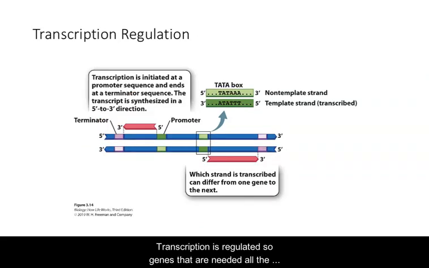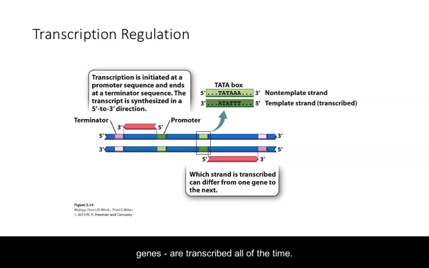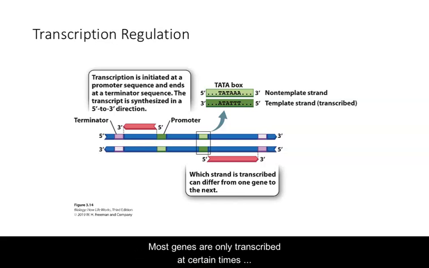And transcription is regulated, so genes that are needed all the time in all the cells, often referred to as housekeeping genes, are transcribed all of the time. But most genes are only transcribed at certain times and in certain conditions or in certain cell types.